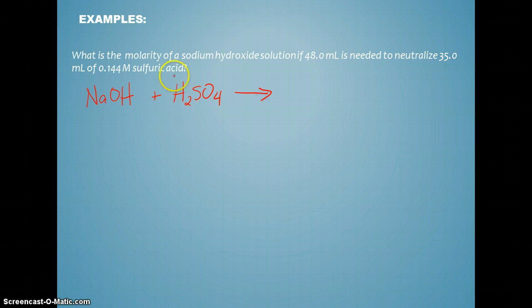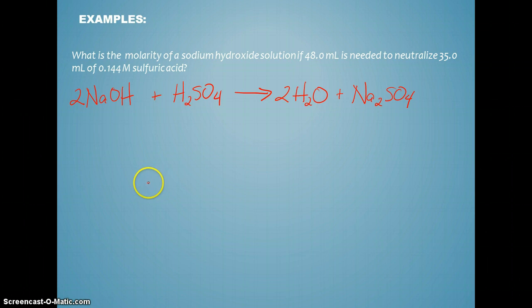Okay, now we have 2 H's, that means we need 2 OH's to make 2 waters. And then sodium, which has a charge of +1, will go with sulfate that has a charge of -2 and give us Na2SO4. So now we have a 2-to-1 mole ratio.